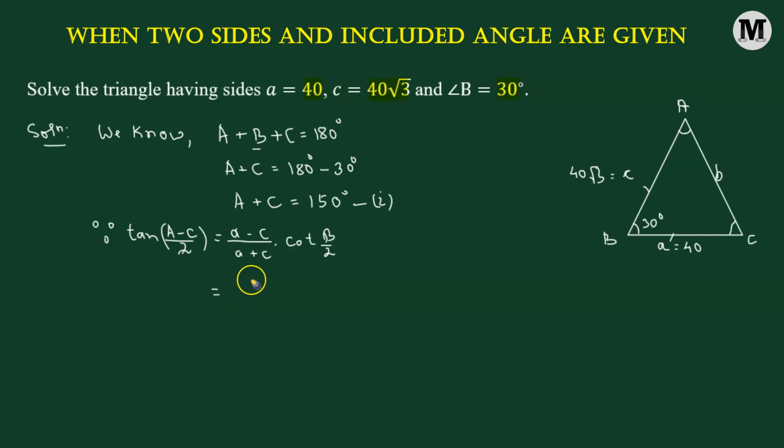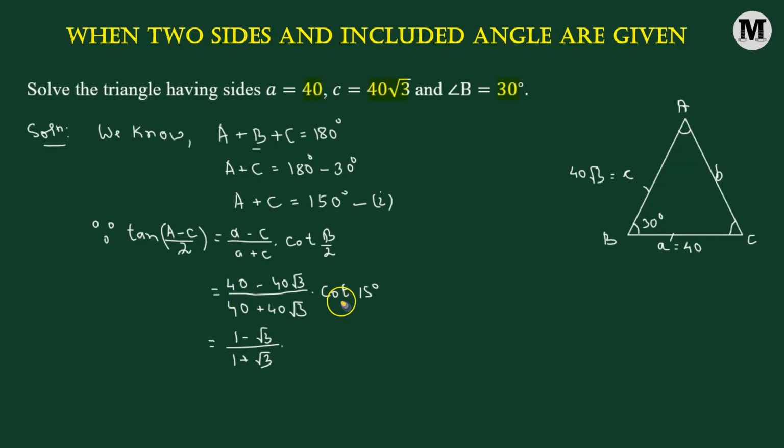So a here is given as 40 units, so we have 40 minus c, and c is 40 times square root of 3, whole divided by 40 added to 40 times square root of 3, multiplied by cotangent of the angle B, which is 30 degrees here. So 30 over 2, that's going to be 15 degrees. That comes out to be equal to 1 minus square root of 3 divided by 1 plus square root of 3, as we have factored out 40 from the numerator and the denominator.